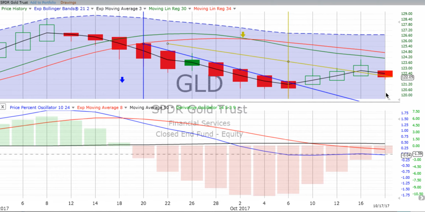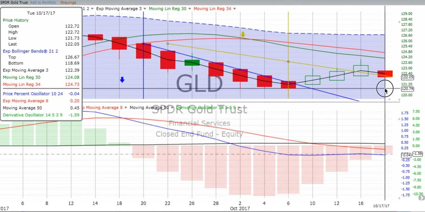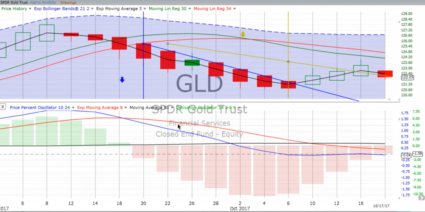It's just forming. It does appear to be forming down, though, and we're still below the price percent oscillator, although the derivative oscillator is continuing to lose downward momentum. But what we see going on is, of course, the price percent oscillator is clicking over, moving down again. So we'll pay attention to that.